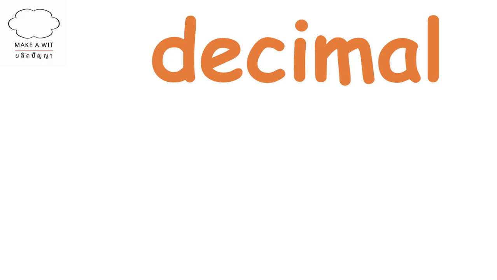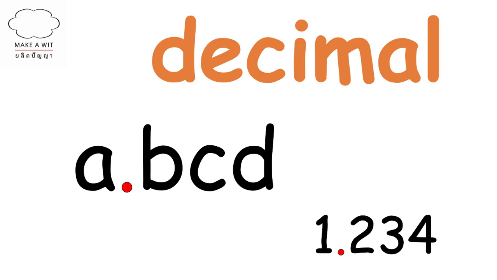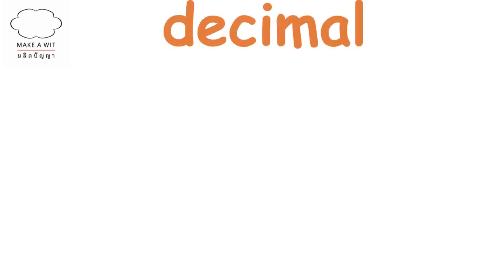This is the decimal. What do you think about the decimal? Do you know decimals already? If you don't know, look at this. I have an example. You can see A, point B, C, D. Yes or no? This is the form of a decimal. This is the example: 1.234. This is a decimal. Okay?